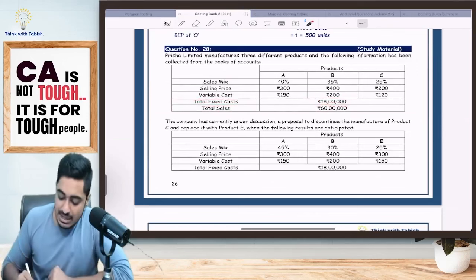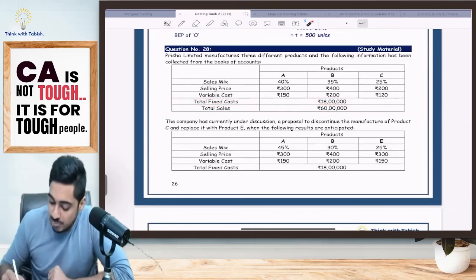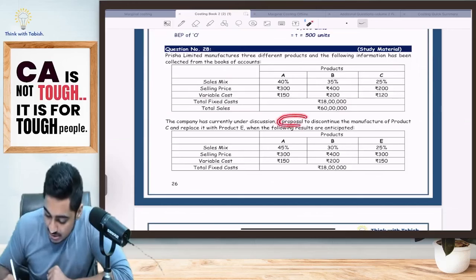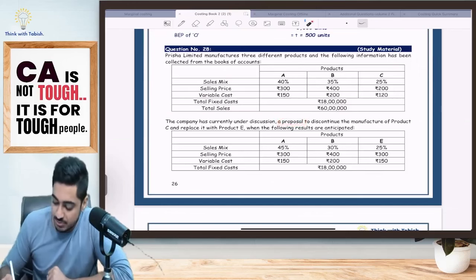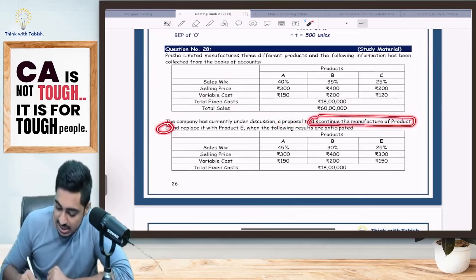Okay, fine. Company is currently having a discussion. What? A proposal. What is it, Sharaj? Yes, proposal. What? To discontinue manufacture of product C and replace it with product E.